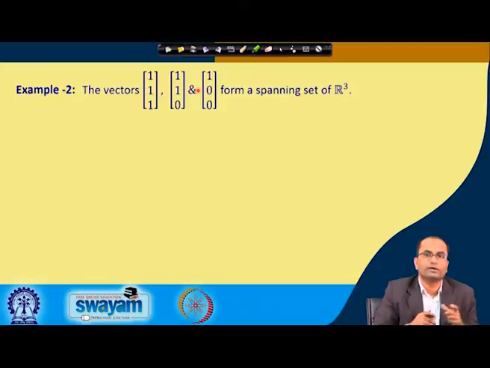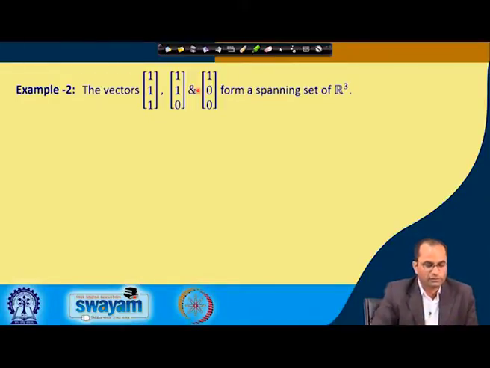We have seen already one example where the vectors were taken as 1 0 0, 0 1 0 and 0 0 1. This is another set, and again we are claiming that this forms a spanning set of this R 3. So, naturally this spanning set is not unique. We can have a different set of vectors that spans the same vector space.